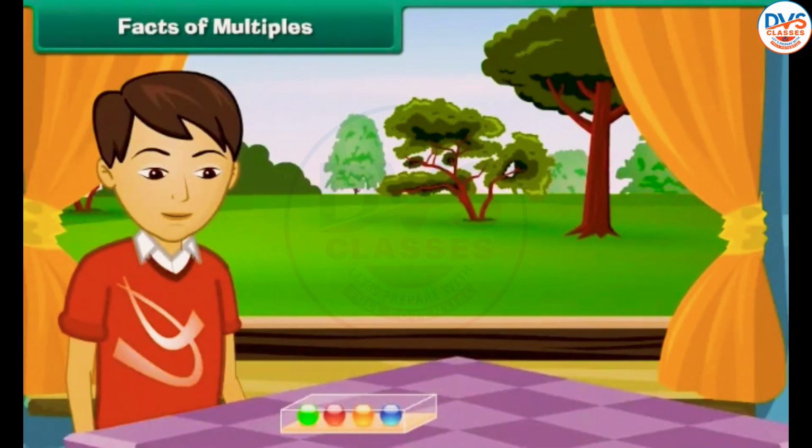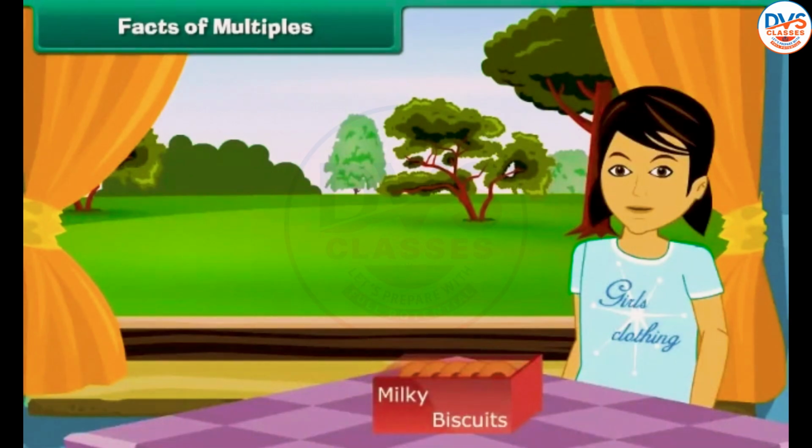Facts of multiples. We will now learn some interesting facts about multiples. Ved is Prerna's younger brother. He buys a box of 4 marbles. He expresses the total number of marbles as 4 multiplied by 1 is equal to 4. Prerna buys a packet of 5 biscuits. She expresses the total number of biscuits as 5 multiplied by 1 is equal to 5.